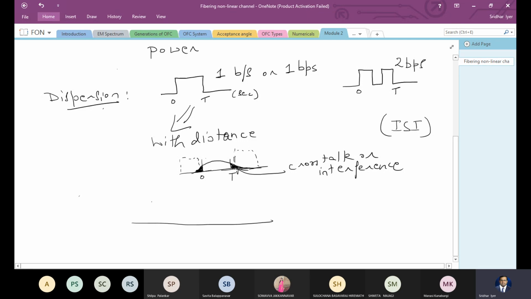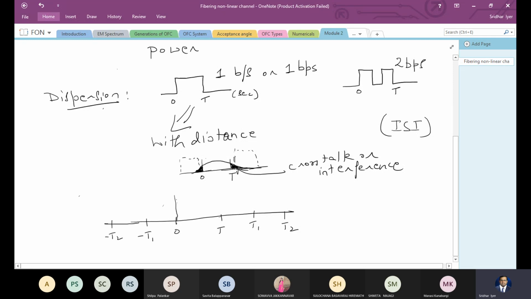Keep the distance, keep the time period of the bits far away. For example, have 0 here, have t here, then start the next bit t1 to t2 here, then start on the left hand side, start here at minus t1 to minus t2.